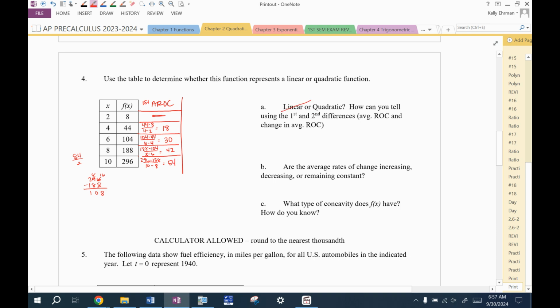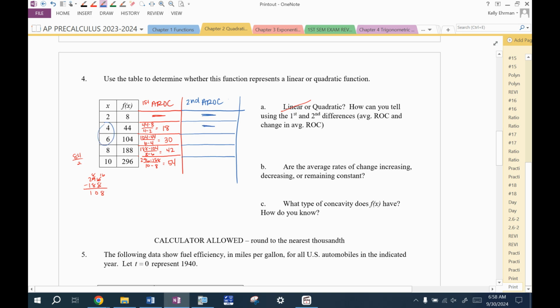Definitely not linear because the first average rate of change is not constant. Let's find the second average rate of change. Because remember, we're going to learn about more than just quadratics. So just because the first average rate of change isn't constant doesn't mean it's automatically quadratic. So nothing for the first two blanks.